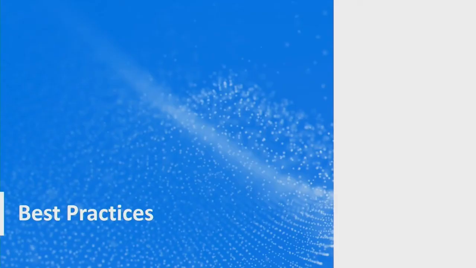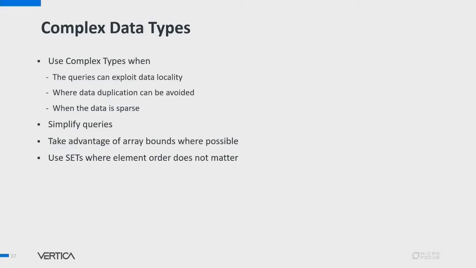All right, so we've established that complex types do perform to our expectations. So let's think about some best practices for using them. Well, first, when should you use them? You should use them when it makes sense, when you have queries that can exploit data locality, where you can help to avoid duplicating some data, or when your data is sparse. If you have any of these needs, then complex types are definitely going to help you simplify your queries quite a bit, as we've seen.